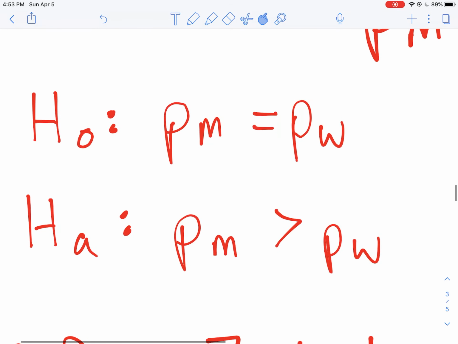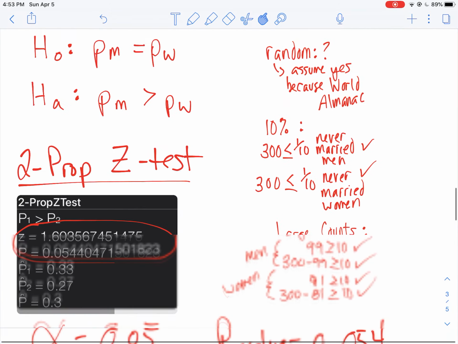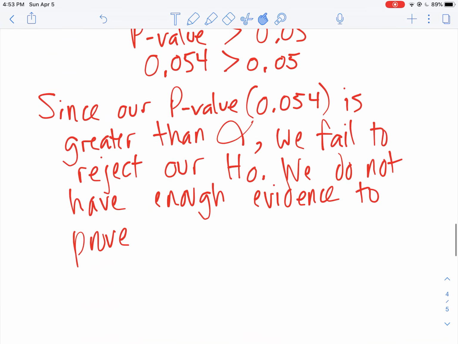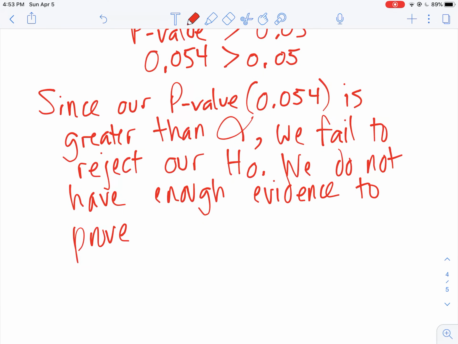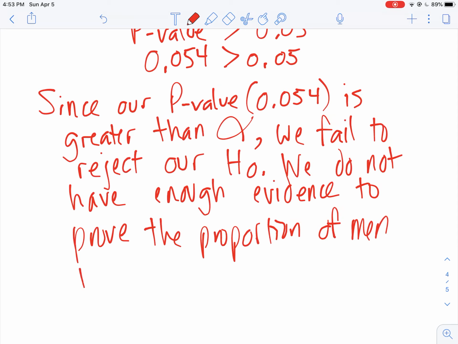Again, you're trying to prove the alternate. In this case, we're trying to prove that the proportion of men is greater than women. We did not prove that today. So, for my final statement, we do not have enough evidence to prove that the proportion of men is greater than the proportion of women.